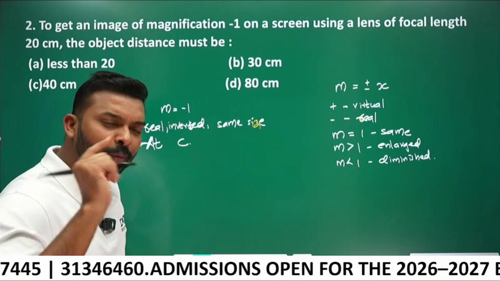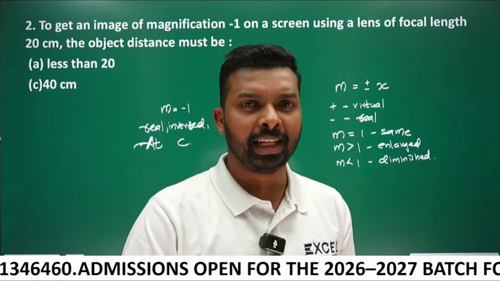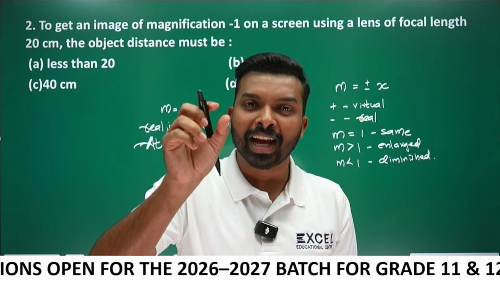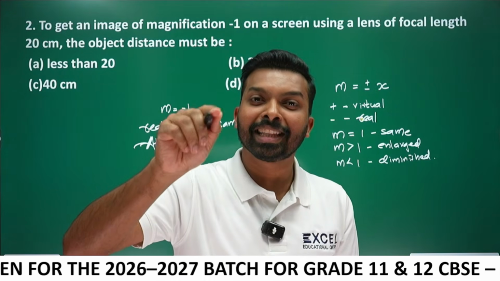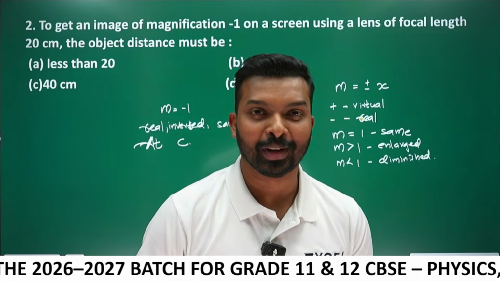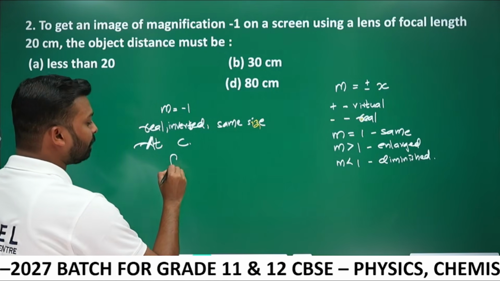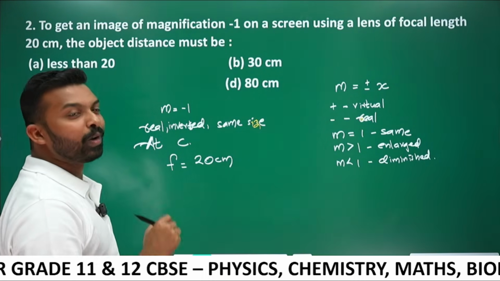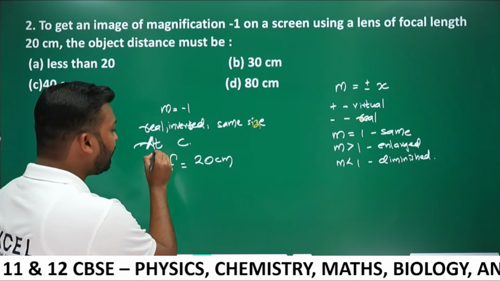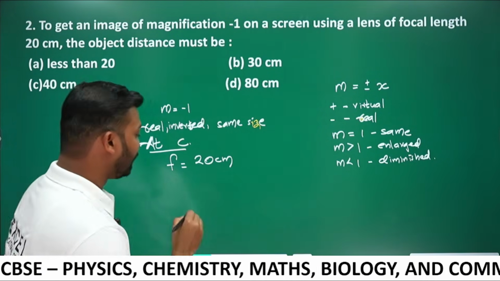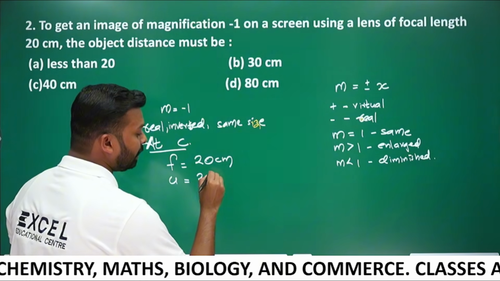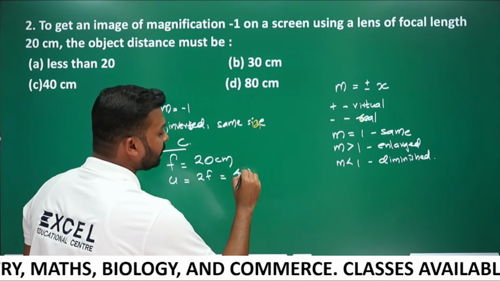Now think of one thing. When the object is kept at C, what is it? The focal length and C: we have the relation focal length is equal to R by 2, right or not? So if the focal length is given as 20 centimeter, then where should the object be placed? The object is placed at C, right or not? So what does u have to be? u has to be 2 times this, which is 2F, which is 40 centimeter.